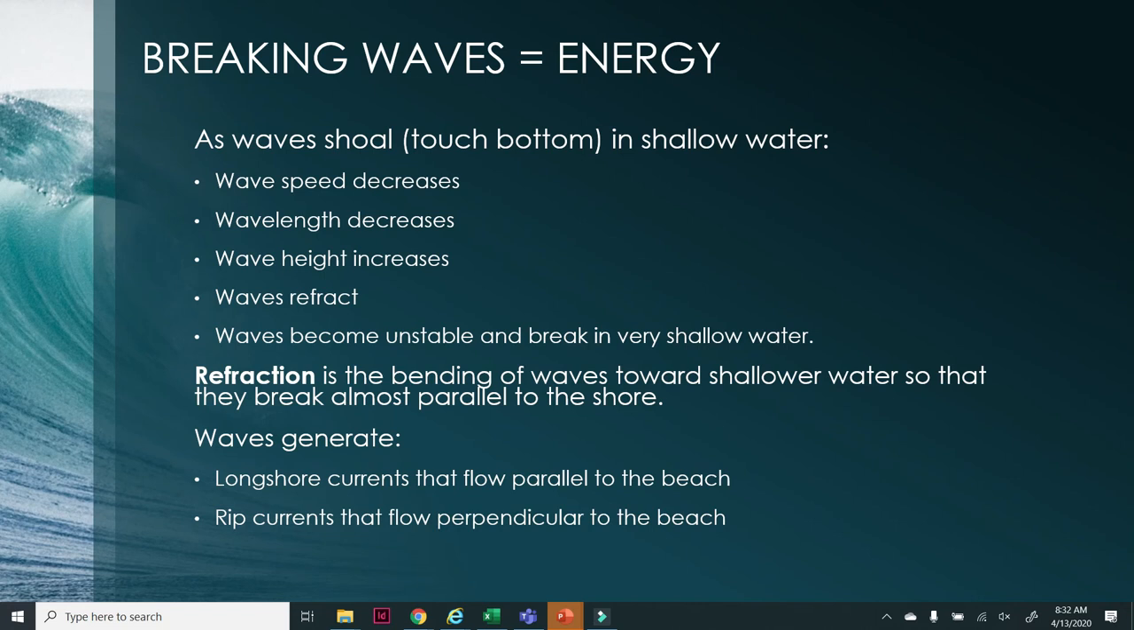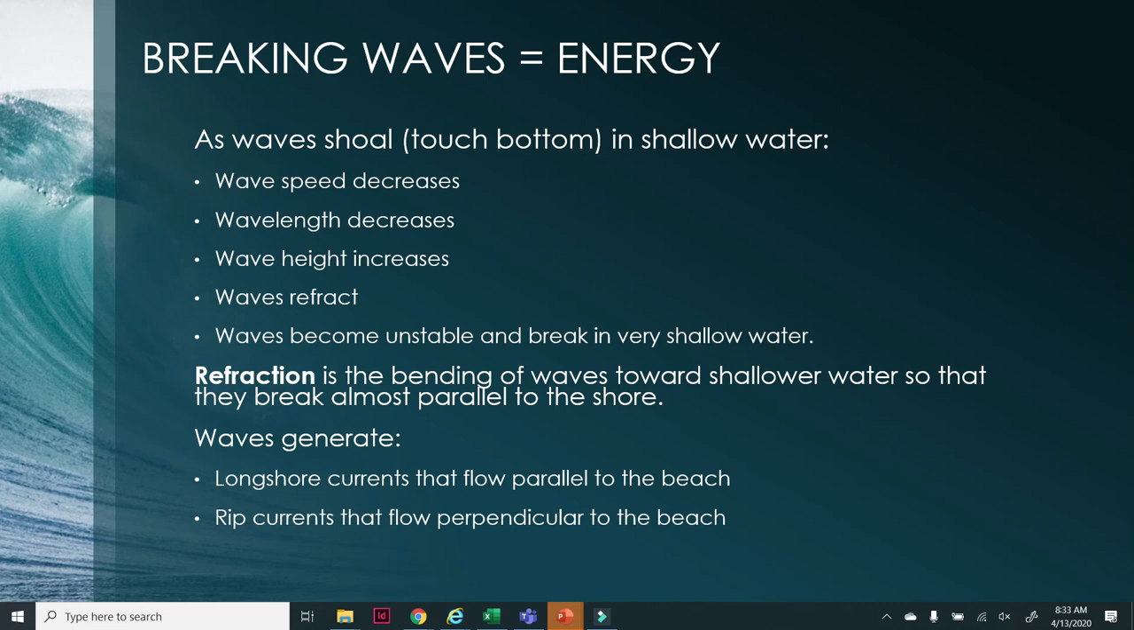So remember that as waves move towards shore and get into shallower water, wave speed decreases, so the wave slows down. Wave length decreases, so the waves get closer together. Wave height increases, they get taller.